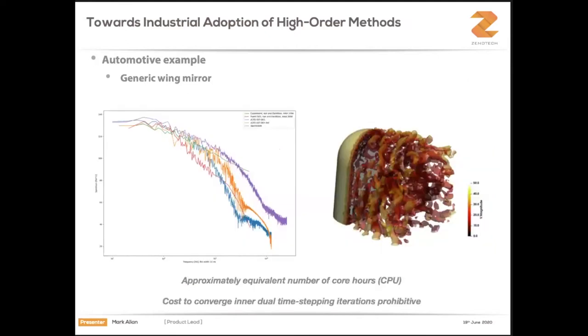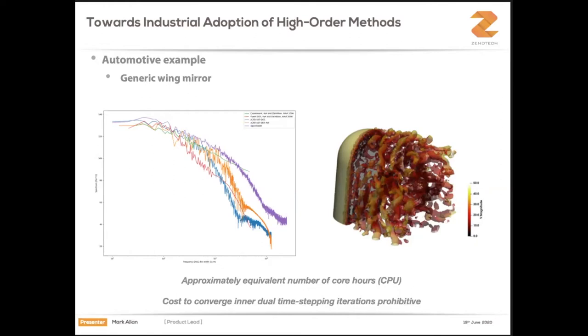So on to the results. This was just a monitor point just behind the wing mirror. We have the results from Fluent in red. Those were the published results in the AIAA paper back in 2006. We have our results in blue and orange, the orange being the finer grid. And what we were trying to benchmark against was the OpenFOAM results. We all got relatively similar results. We all got a spectrum that looked reasonable.